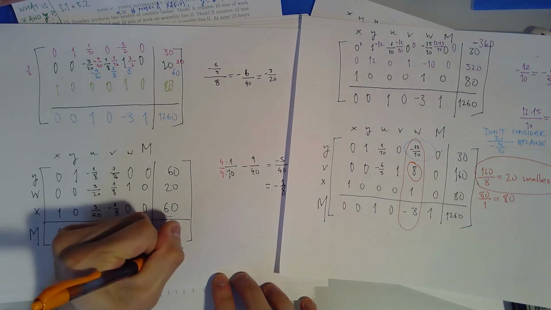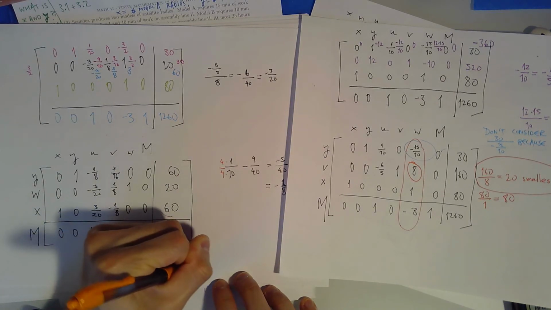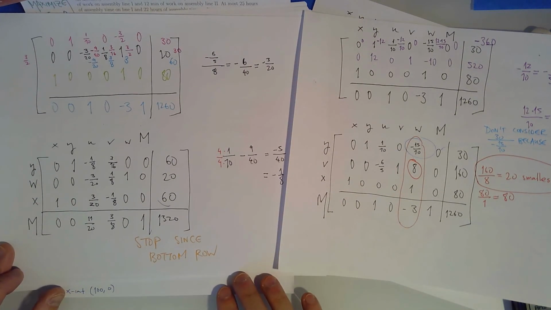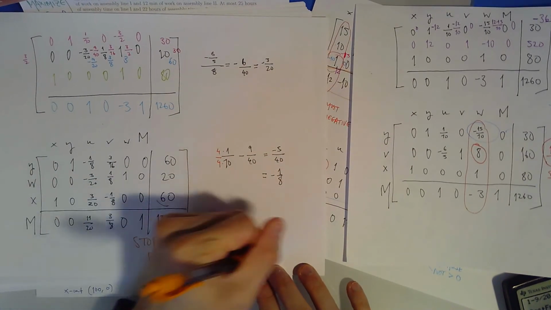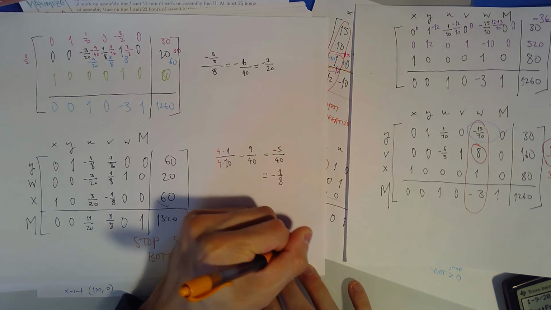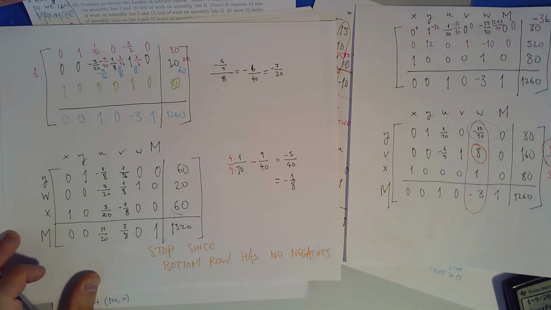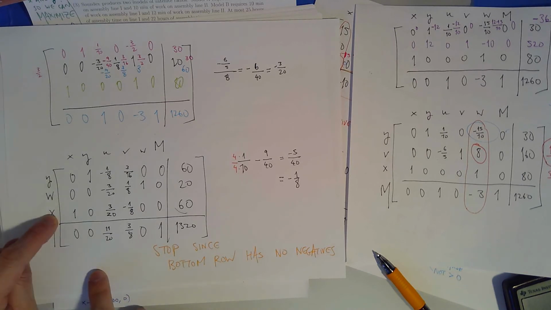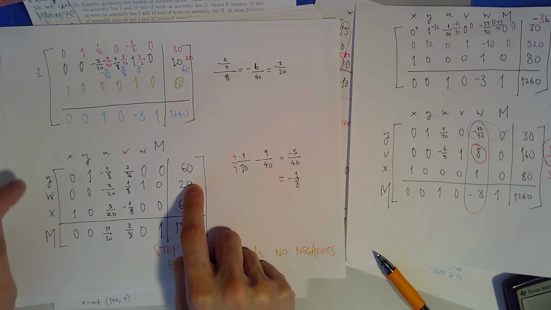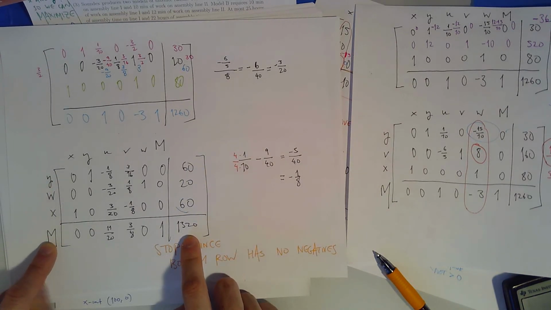Since the bottom row has no negatives, 0 is fine. Positives are definitely fine. We're done here; we don't have to keep going. And basically, what the answer is: x is now 60, w is 20, and y is 60, and then the maximum profit, that big M, is 1320. That's what the simplex method says.